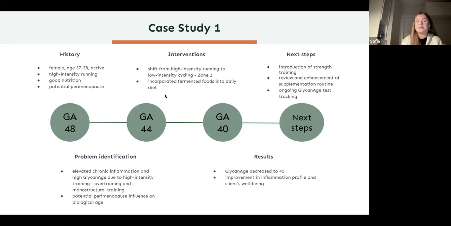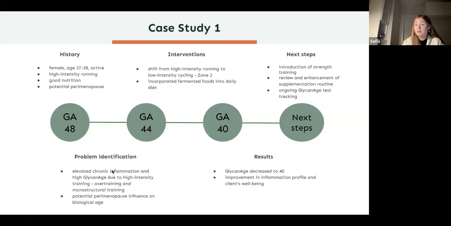So we have 3 case studies. So this one is very simple, but it's not something that you would think about. So this is a female client. She started testing with us when she was 37, and now she's 38. She's a very active person. She does high intensity running. She says that she has proper nutrition, but as you can see from her age, she might be potentially approaching perimenopause. So her GlycanAge turned out to be 48. This is her baseline measurement.